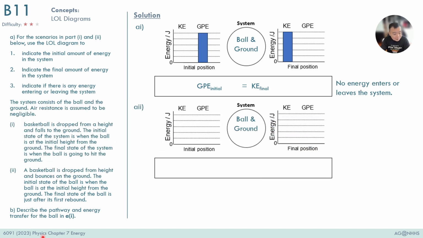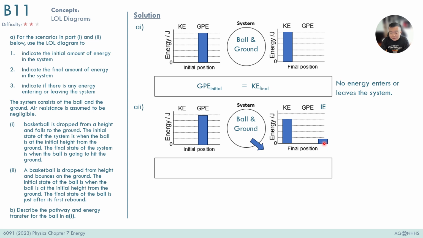In part 2, the final state is now defined to be just after the first rebound. So initially there's a lot of GPE as per normal, and after the rebound, the ball has very low GPE, but it has very high kinetic energy because the GPE has been converted to kinetic energy. That's why the ball is able to be launched upwards against gravity. So there's a lot of kinetic energy here.